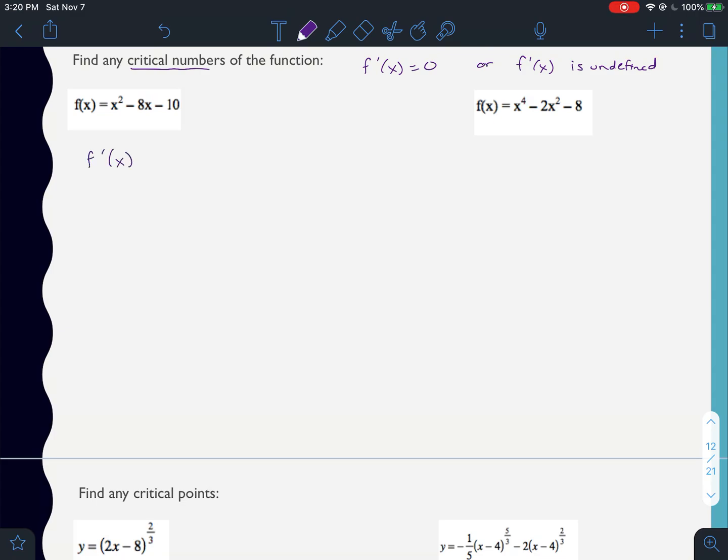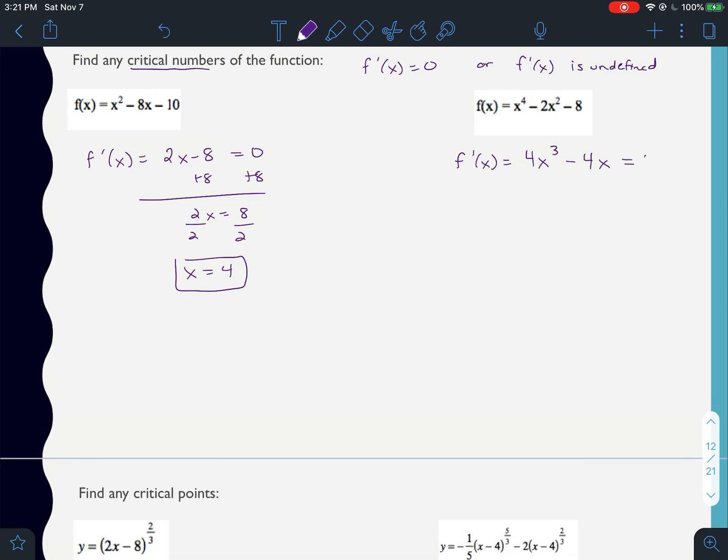So the first step on these problems is we need to find the derivative and figure out where it's 0 or undefined. So the derivative of this function is going to be 2x minus 8. And where does this function equal 0? Well, add the 8 over and divide by 2. And so my critical number is going to be x equals 4. Where is 2x minus 8 undefined? It's undefined nowhere. So the only critical number is when x is equal to 4.